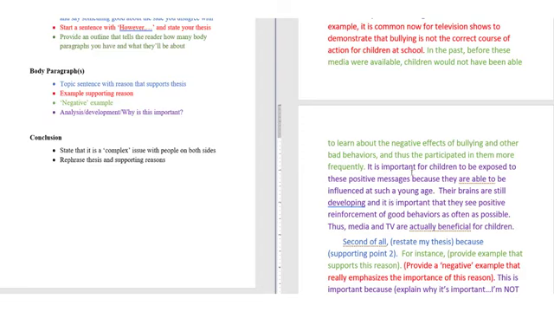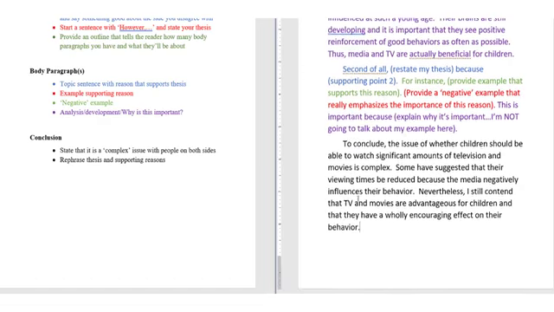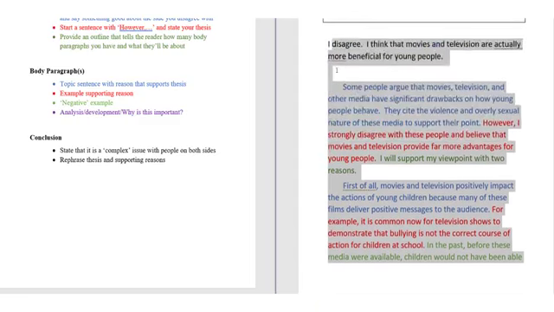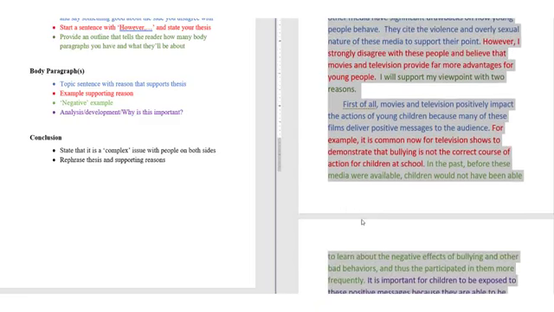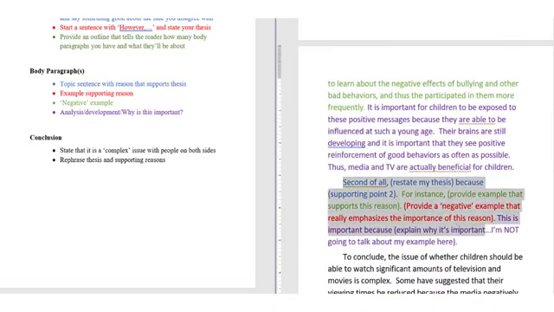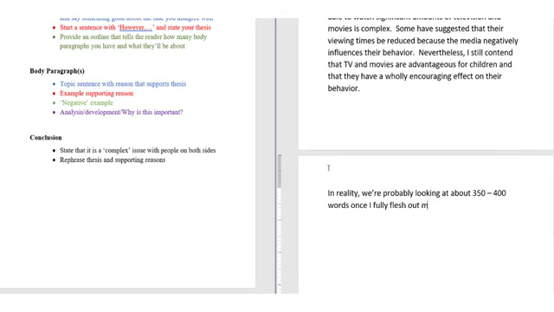I acknowledge the other side, and I did all of this under the time limit, which is going to be 30 minutes. And then let's look at the word count. So the word count of this right here is going to be 300 words, which is about what I want to do. But notice I didn't even fully finish this second paragraph. So in reality, we're probably looking at about 350 to 400 words once I fully flesh out my body paragraph 2.